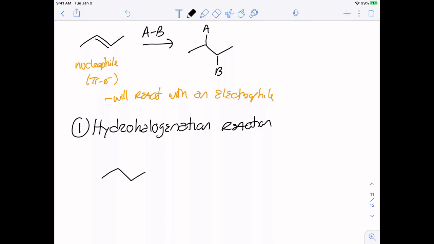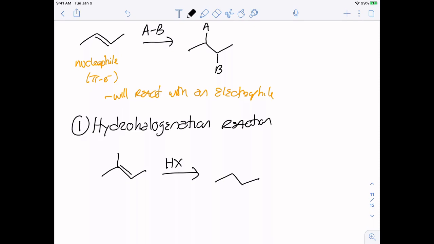I am going to make this unsymmetrical because we are going to have some regiochemistry that's important. So we're going to add HX, so a hydrogen and a halogen, and then my major product is actually going to have that halogen on the more substituted carbon. And if that carbon was chiral, we would actually get both stereoisomers.